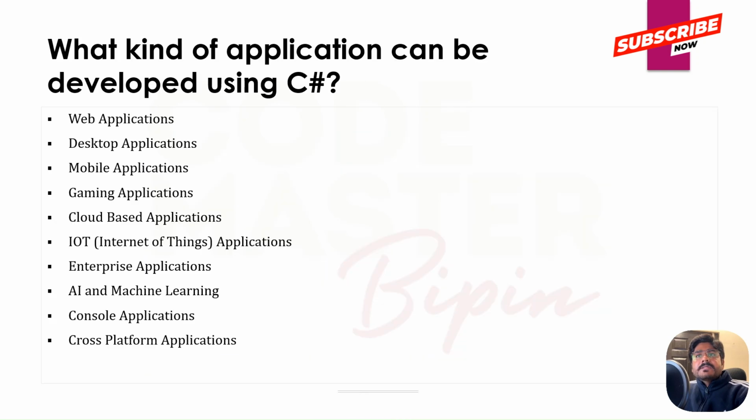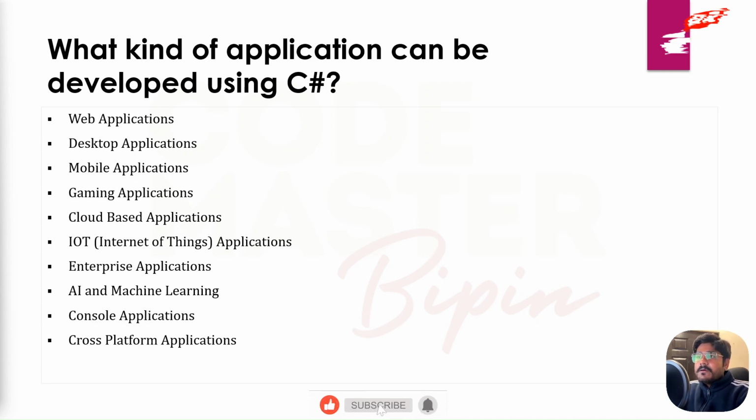After that, we can create some mobile applications also. There is a framework called Xamarin. The Xamarin framework allows the developer to create cross-platform mobile applications for iOS and Android using the C# language. So if you have a requirement where you need to develop an Android application and an iOS application, using Xamarin you can create a cross-platform mobile application. This is a very good benefit of the C# language.